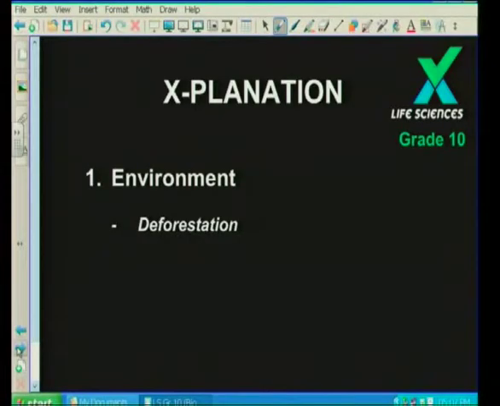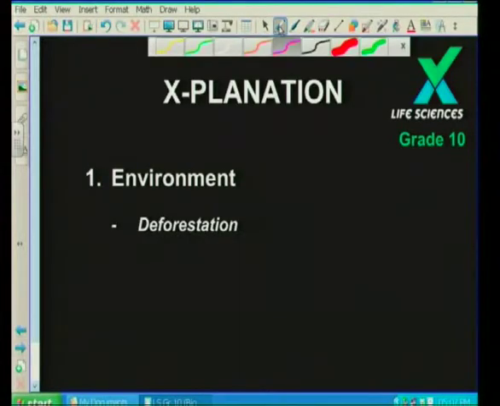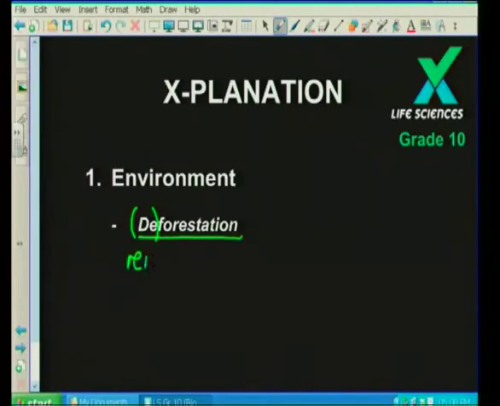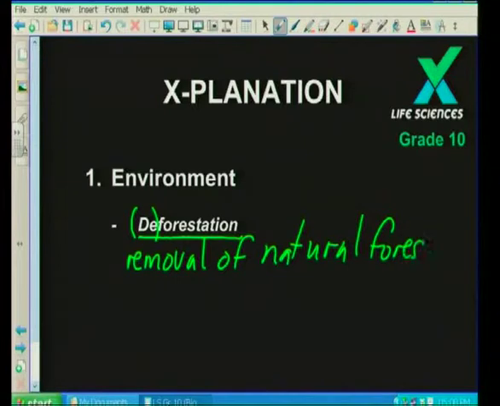Right, we're moving now on to deforestation. Let me change to a green pen because that represents our forest and our green plants. Let's take that word D away and look at forestation. Forestation means the planting of our forests, the planting of trees. So obviously D means we take it away. So deforestation means the removal of natural forests. Now, why would people do that?